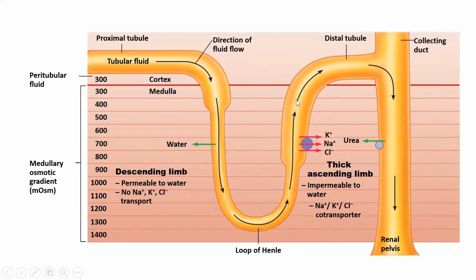The ascending limb is the exact opposite. So the ascending limb has no mechanism for water movement. It's impermeable to water, but it does have solute transporters.